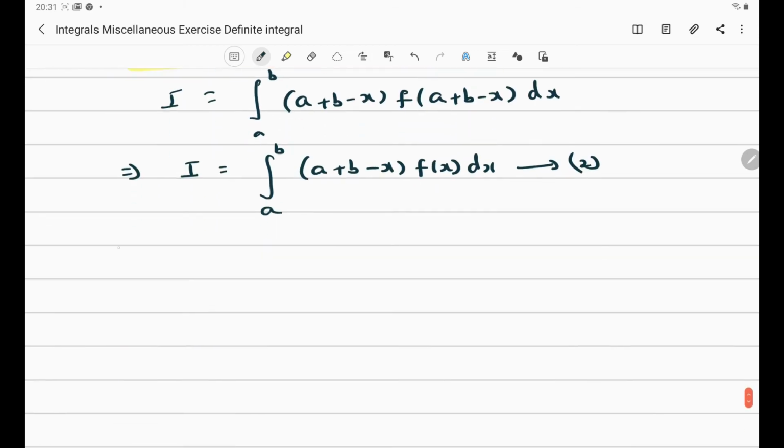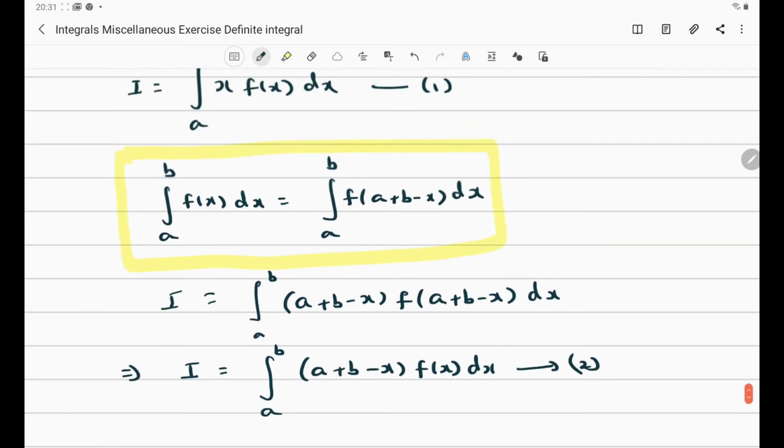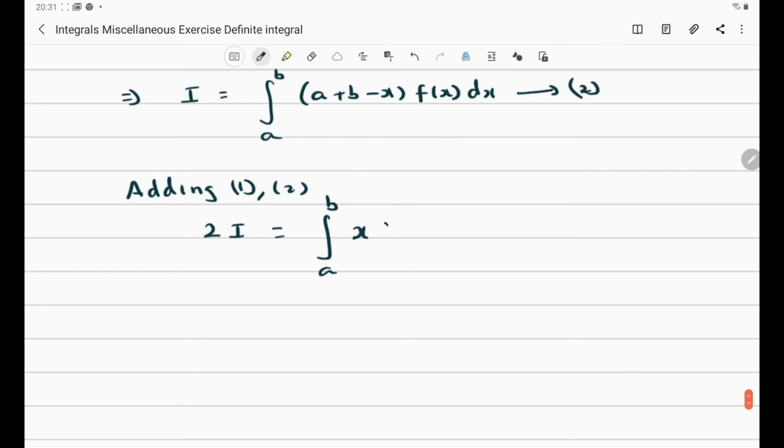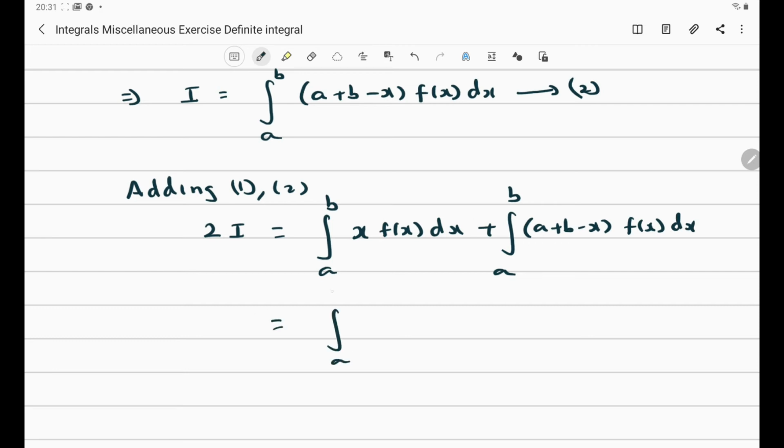So adding 1 and 2, you get 2I is equal to integral a to b x into f of x dx plus integral from a to b, a plus b minus x into f of x dx. Since both are under the same limits, we can add them and we write it as a to b x into f of x plus a plus b into f of x minus x into f of x dx.